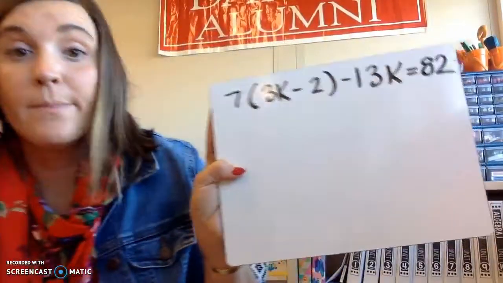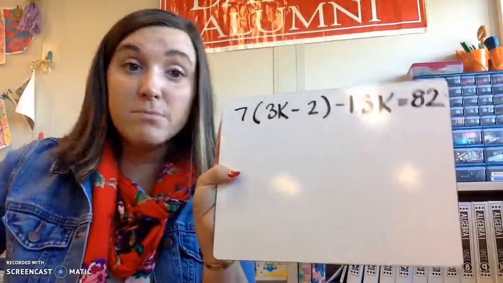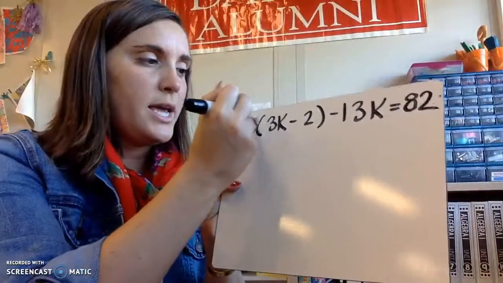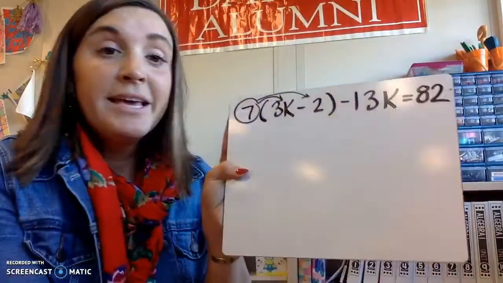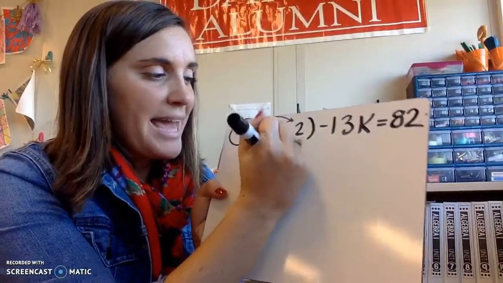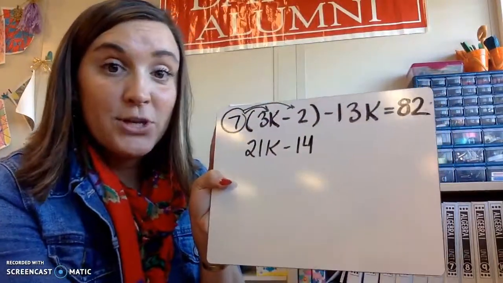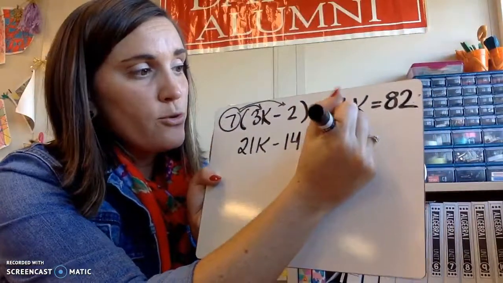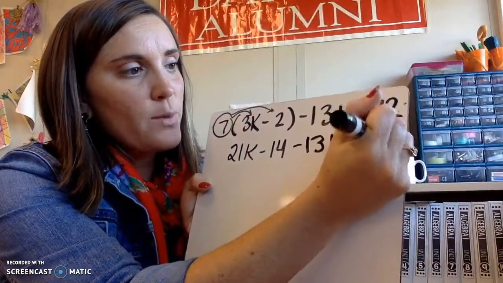All right, number 12. 7 parentheses 3k minus 2, end of parentheses, minus 13k equals 82. All right, multi-step means there's a lot because it's multi. So zone in on where that parenthesis set is and distribute. 7 times 3k is 21k. 7 times negative 2 gives me negative 14. Bring everything else down around it.